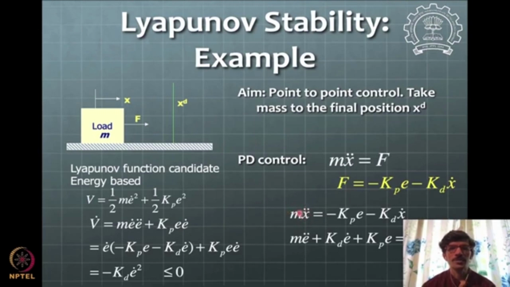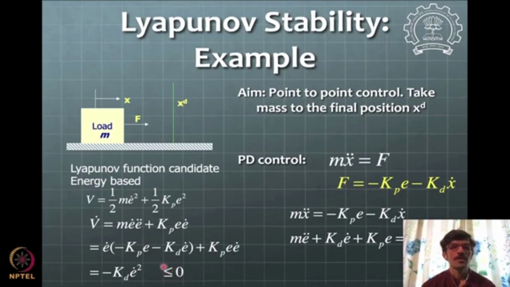So this x double dot, which is nothing but E double dot, is equal to minus Kpe minus Kd E dot. X dot is also the same as E dot. So this E double dot is substituted here from the system trajectories. M E double dot is this value, and then we substitute that and simplify. You get V dot is equal to minus Kd E dot square. Now this is not having any term corresponding to E. That's why this is less than or equal to 0, not strictly less than 0.